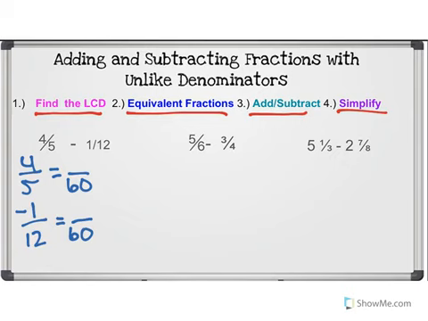And then what we're going to do is write our equivalent fraction. So we need to think, what number times 12? Well, we just did that. 12 times 5, right, is 60. So we're just multiplying our numerator times 5. And 5 times 12 is 60. So 4 times 12 is 48.